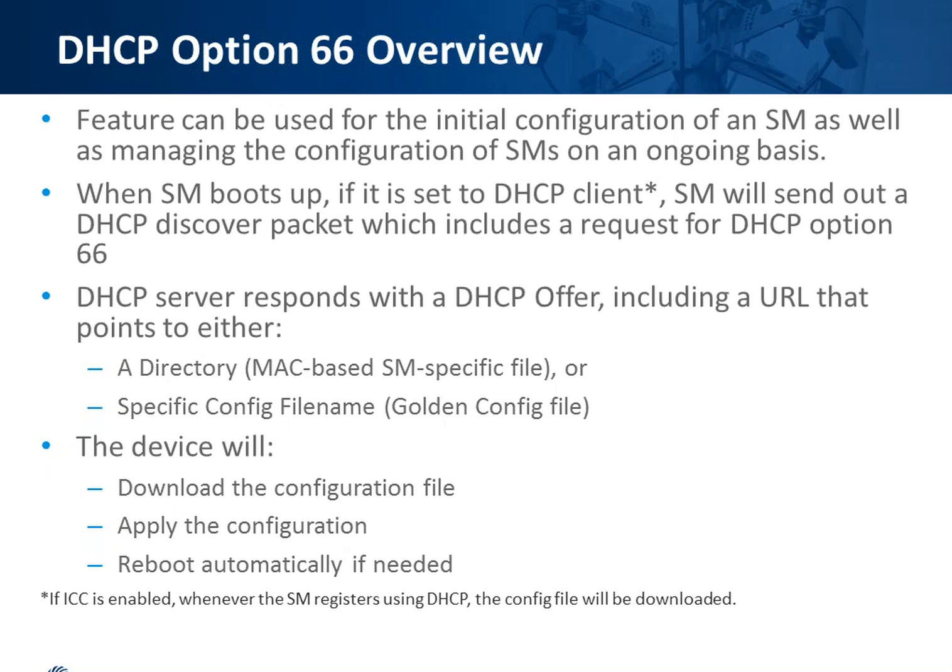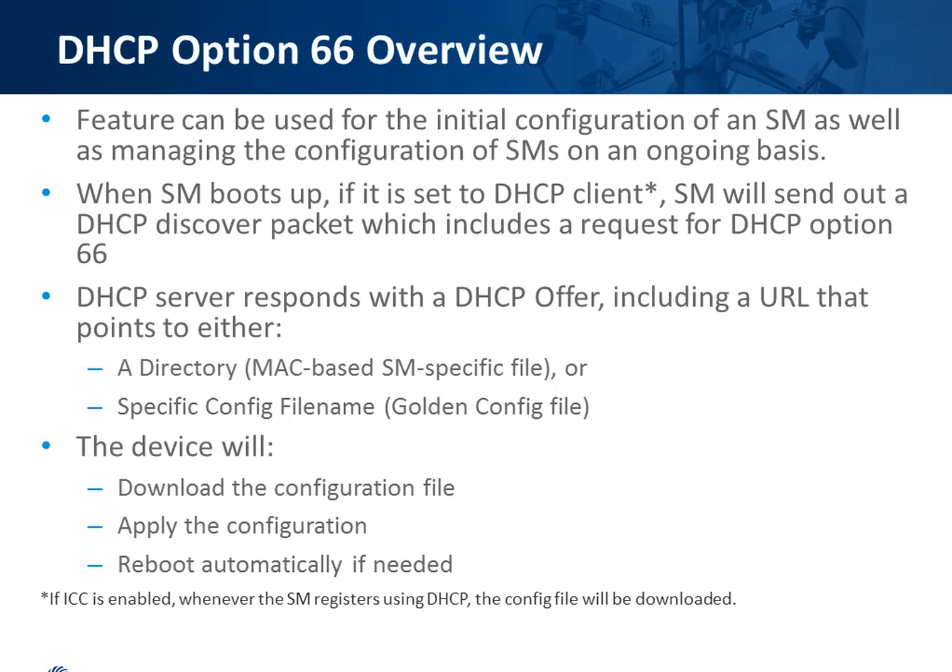The DHCP server responds with the offer, and that includes a URL that points to either a directory, in which case it'll look by default for a MAC-based, SM-specific file. As I showed in that example with the circled screenshot, we had the MAC address .cfg. So if your URL on the DHCP server points to a directory, it'll look by default for that mac.cfg file, which is very specific to that SM.